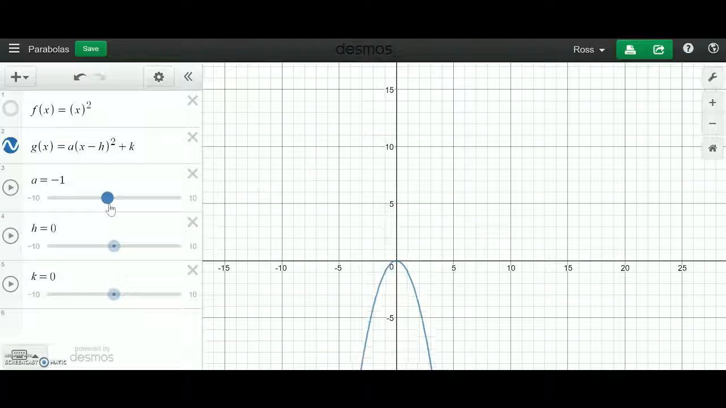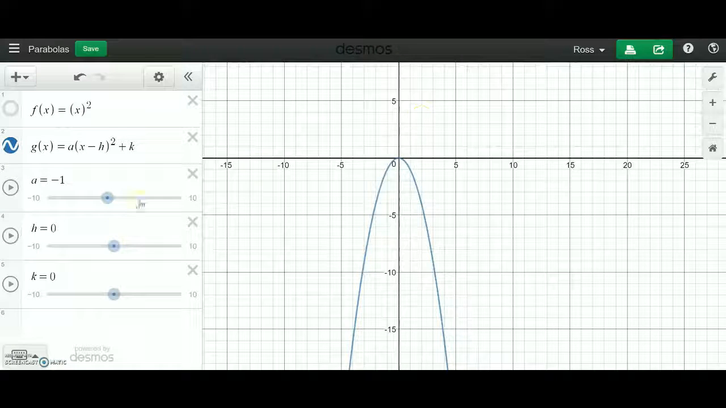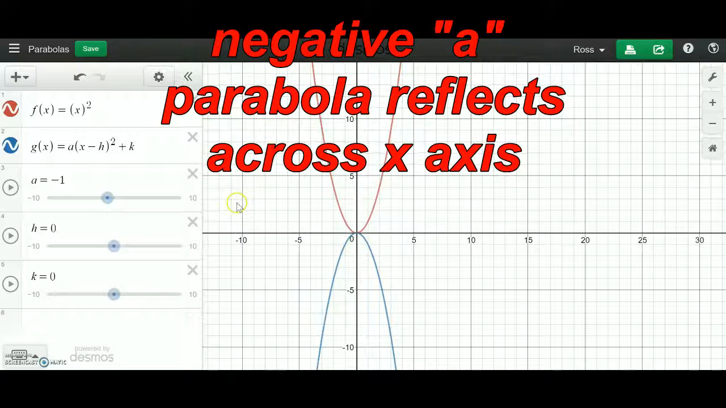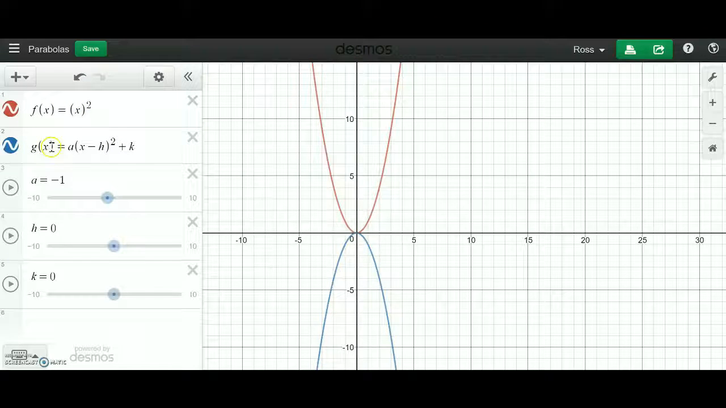And that is that we reflect across the x-axis. So this would be the mirror image of the red function, y equals, or f of x equals x squared. Here we've got g of x equals -1 times (x minus 0) squared plus 0. So this is really saying y equals -x squared. The red parabola is y equals positive x squared.